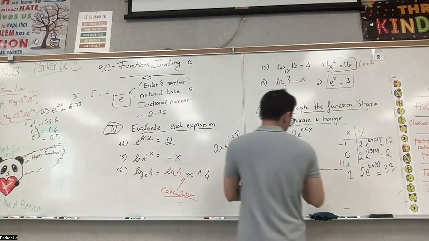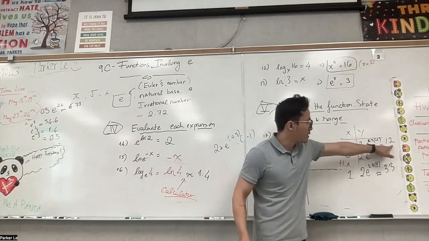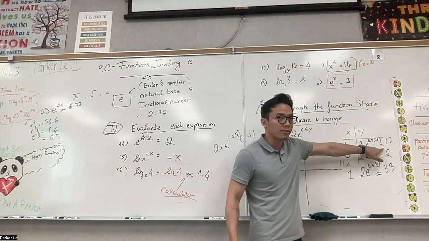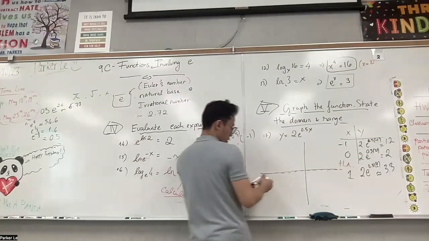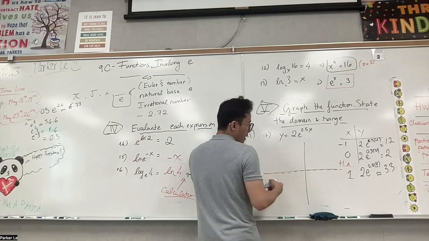Okay, we got 3.3. Did you notice that when I have the decimal, I put the estimate symbol? This one is exactly 2, so I put equal. So you can be aware of that.